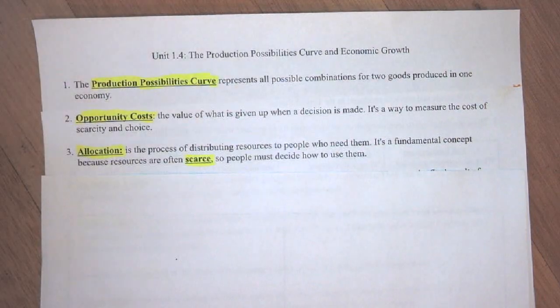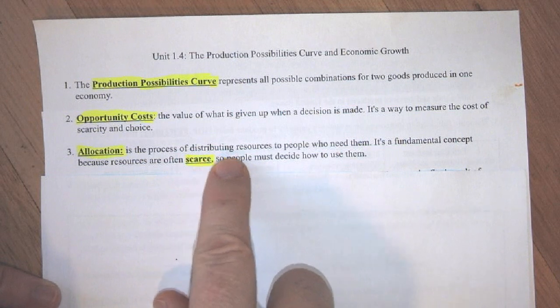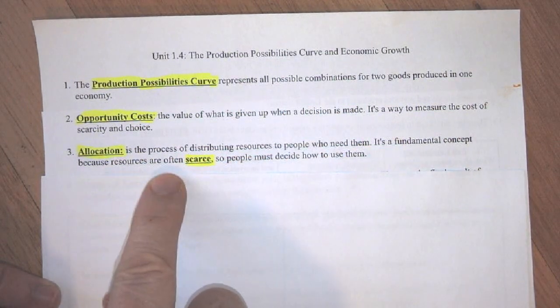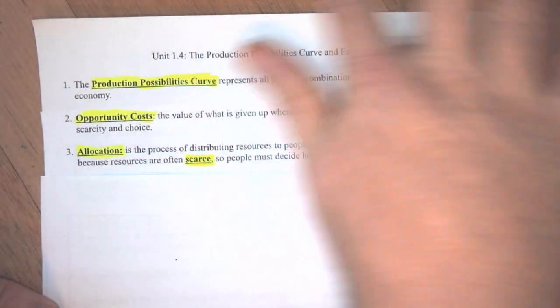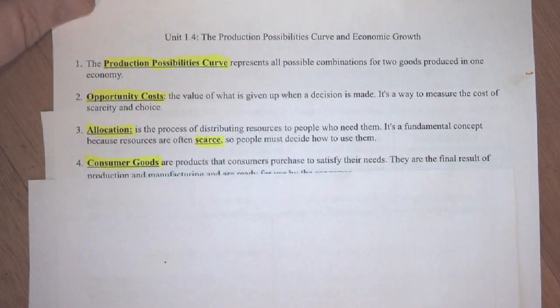Now, the way that we distribute our goods and services in a simple model like this is called allocation. So things are allocated, or put where they need to go, or given to demanders in the market by a process of distributing resources to people who need them. It's a fundamental concept because resources are often scarce, so people must decide how to use them. So when you show in the market that you want something, people who supply things are going to get them to you because they want to make money.